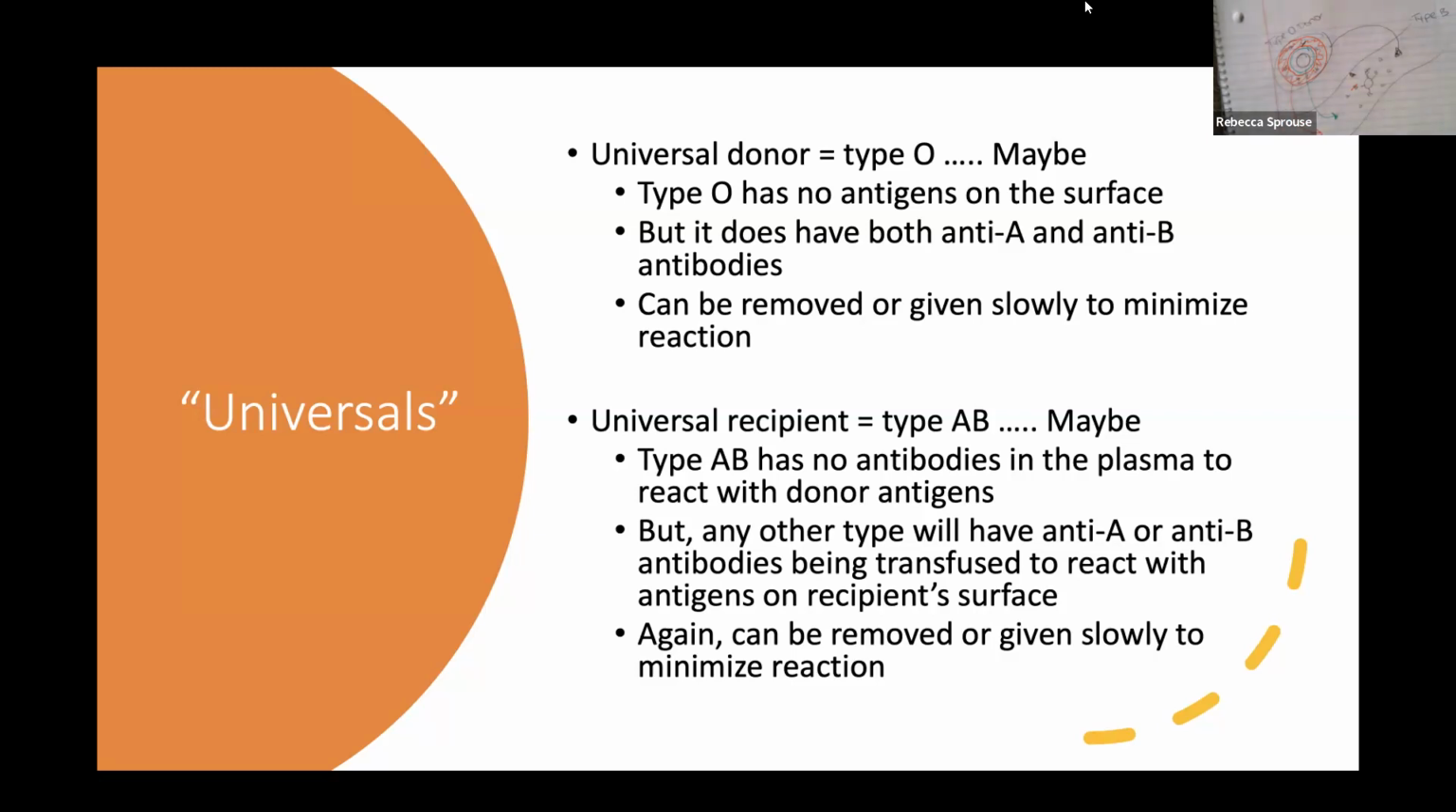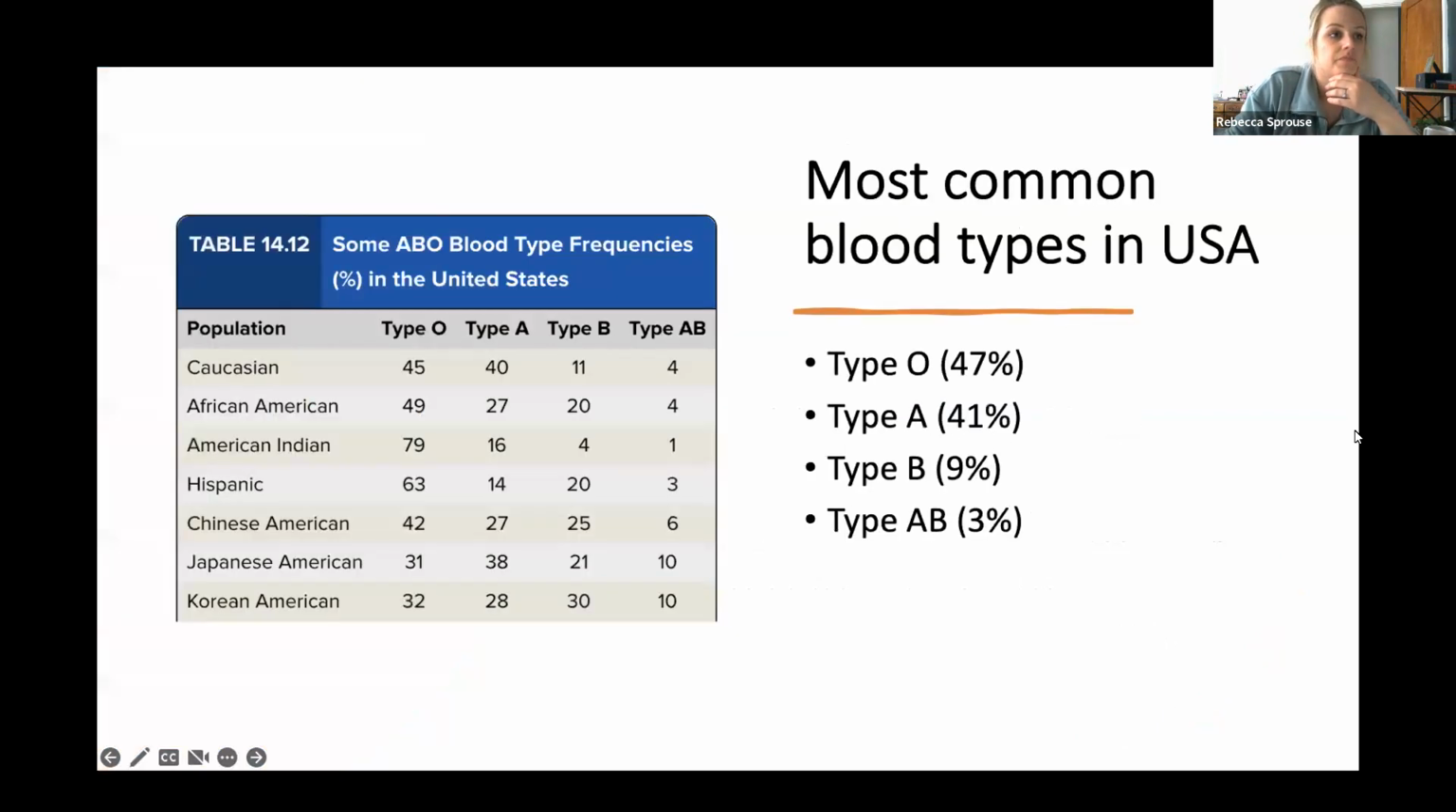Okay? So that's something that I just want to kind of point out with donations, is that you can be universal in a time of desperation, but there are some things to look out for. It's not perfect. A type O cannot just go ahead, hook me up and donate me to whoever without worrying about something happening.